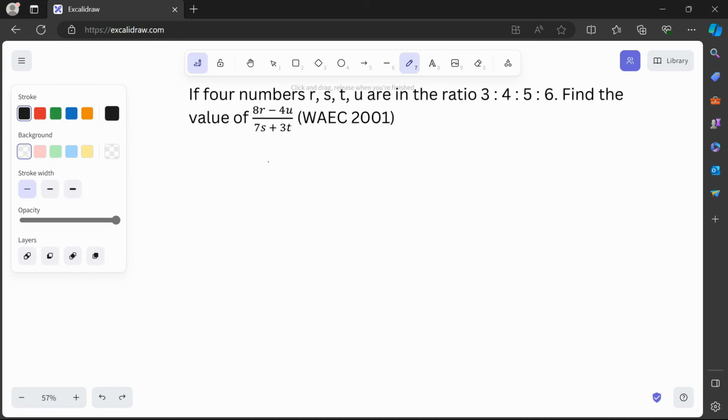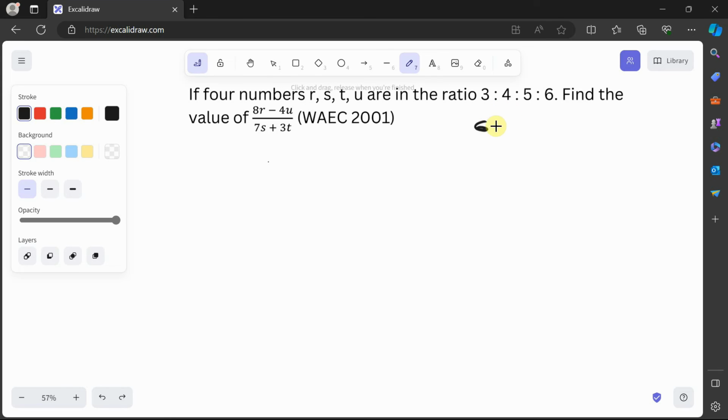If you're given this type of question, you notice that something is missing. We're not given a total amount. Unlike before, where we were given something like a profit that was shared in ratio 2, ratio 3, we're not given an end result. We're just told that 4 numbers are in the ratio 3, 4, 5, and 6. What could the numbers be?